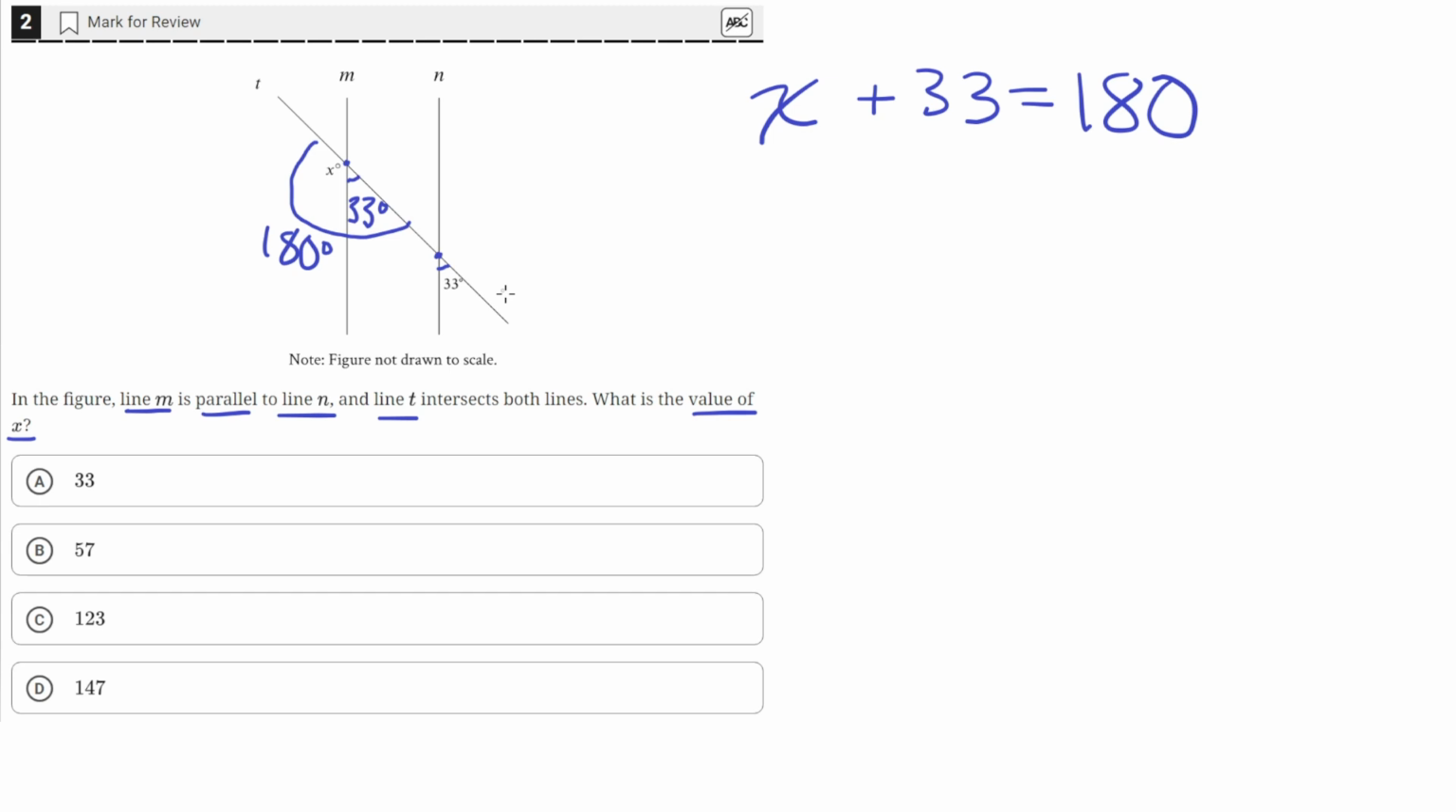Because this line right here is a straight line, and the angle X and the 33 degree angle form this straight line. So we can solve for X by just subtracting 33 from both sides. So 180 minus 33 is equal to 147. So X is just equal to 147, which is answer choice D.